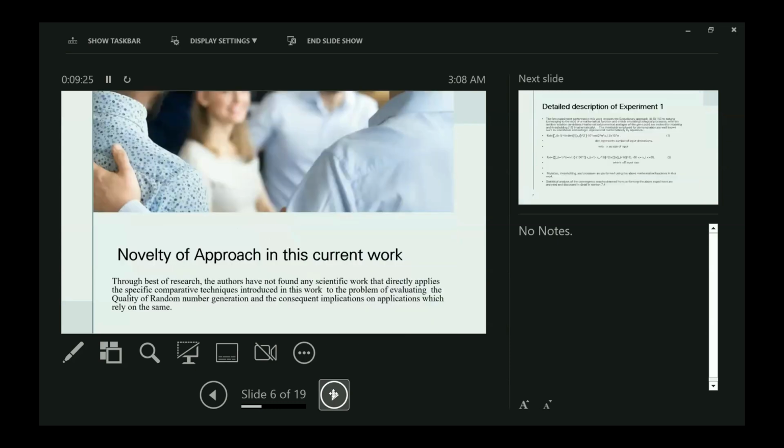What is new in this approach? Basically, we didn't find any scientific work that directly applies the comparative techniques of the p-values. As I mentioned, there are references in the literature where p-values have been independently used for evaluating the quality of random number generation. However, a comparative approach to the QRNG versus the classical RNG based upon comparison of p-values has not been found or attempted.